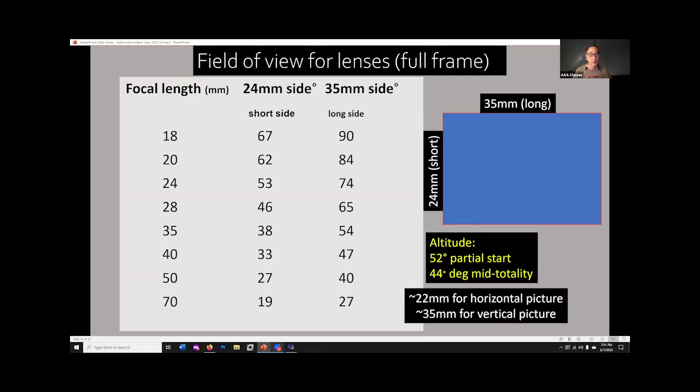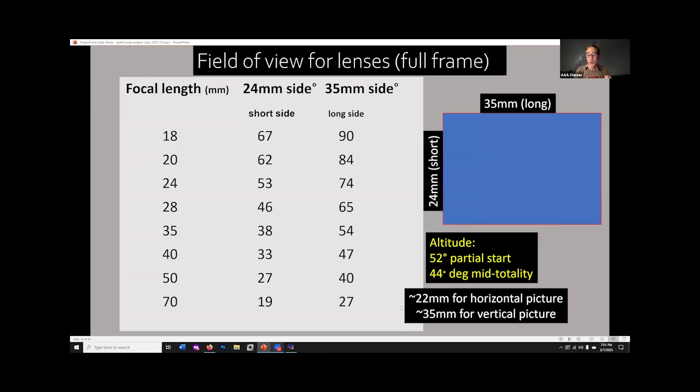If you're doing a vertical picture, we look at the long side field of view. So 54 degrees would be probably pretty good to get both the moon and the horizon. You might want something slightly wider, but that would get a vertical view of the start of the partial eclipse and any kind of foreground horizon that you see in your scene.